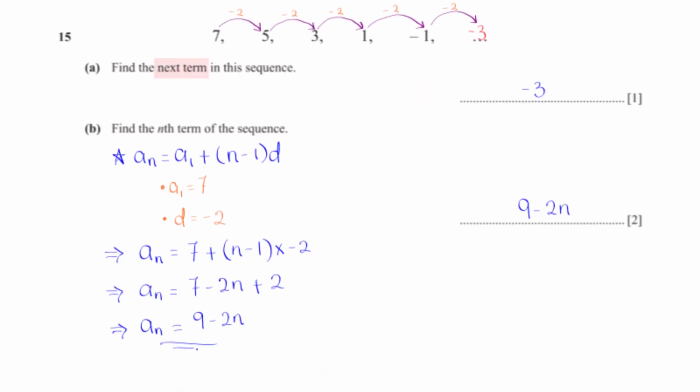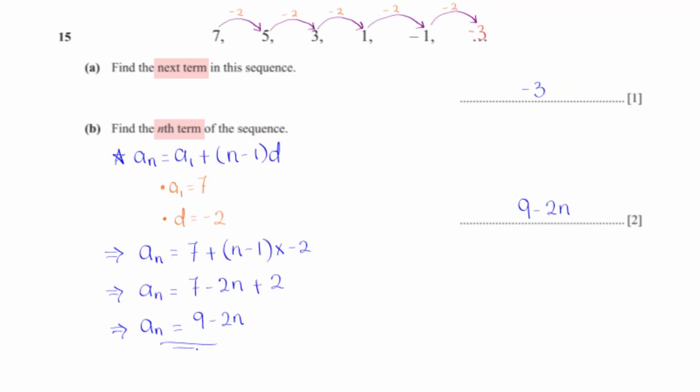Find the next term in this sequence. From the given list of numbers, we can see that there's a common difference between the numbers, and that is -2. So by subtracting 2 from -1, we get -3, which is the next term in the sequence.